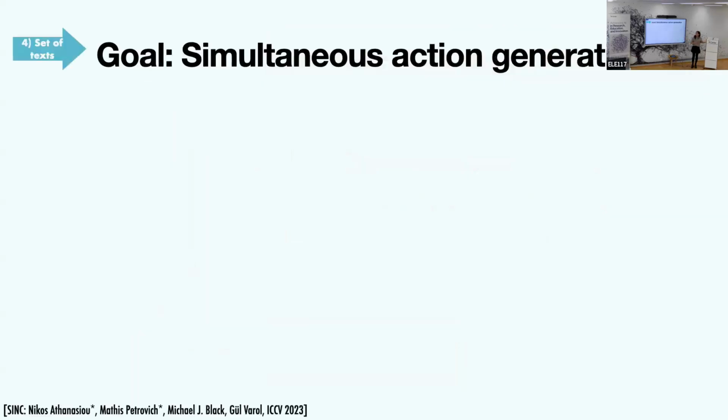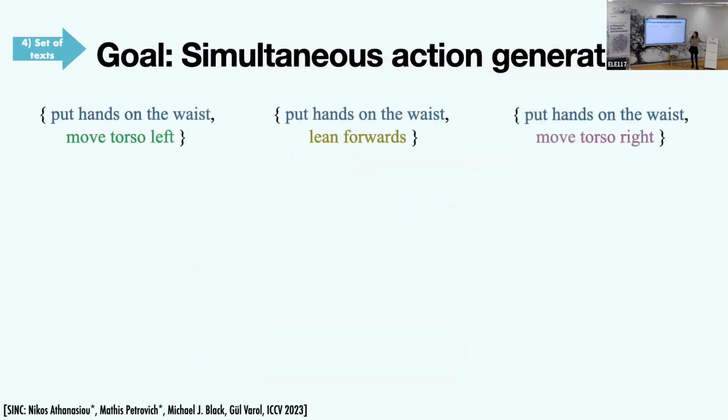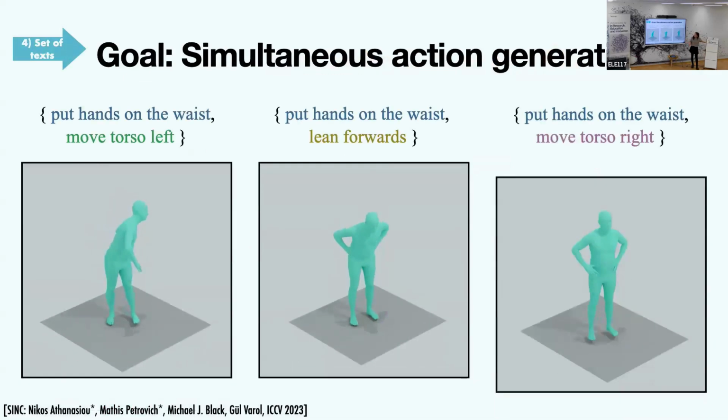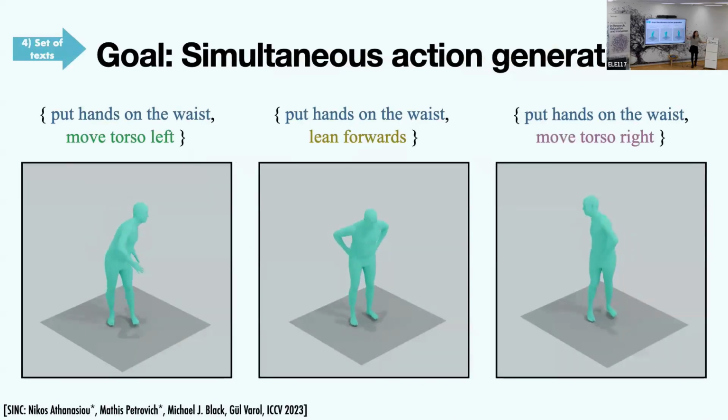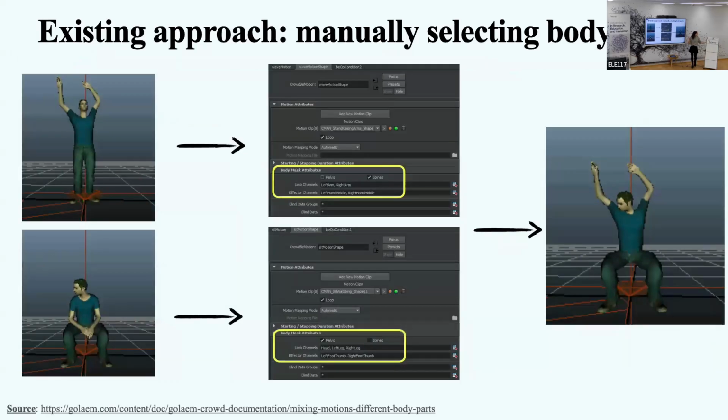So we looked at simultaneous action generation. I'll skip that maybe. So that we could put hands on the waist with different movement of the torso at the same time. Traditionally, or even now, if an animator wants to do that, let's say you want to do two things, if you have a motion of raising arms, you could annotate that the arms are involved with this action, and I want to combine it with the sitting motion. I annotate the legs. I can just stitch them together. Of course, there are some edge cases, but you can have something that's reasonable.